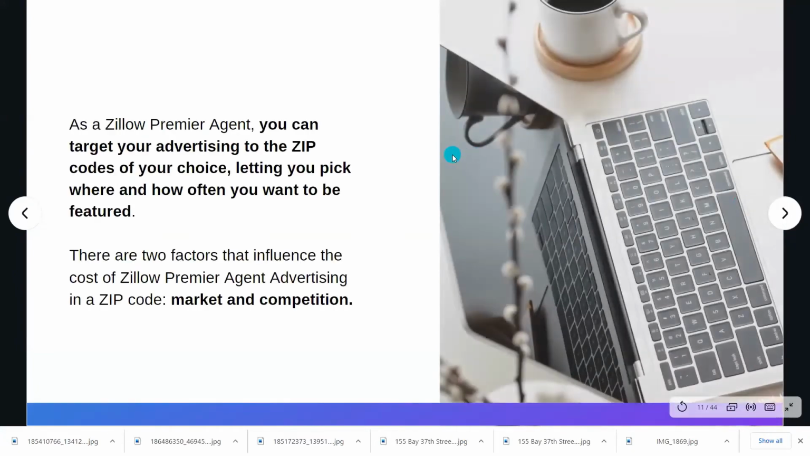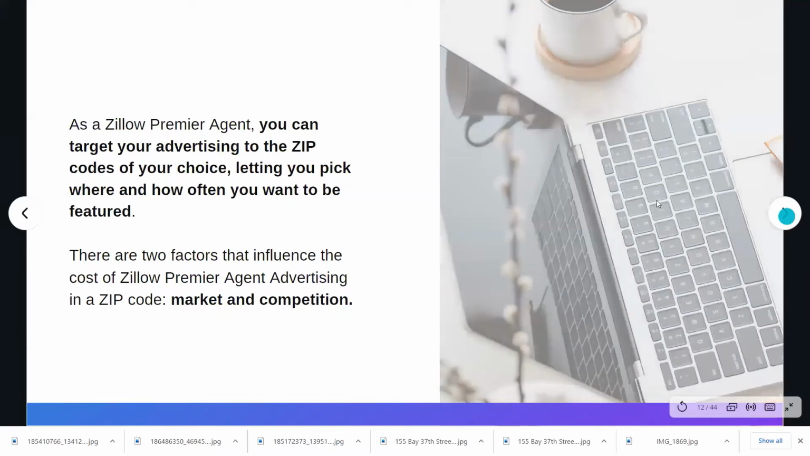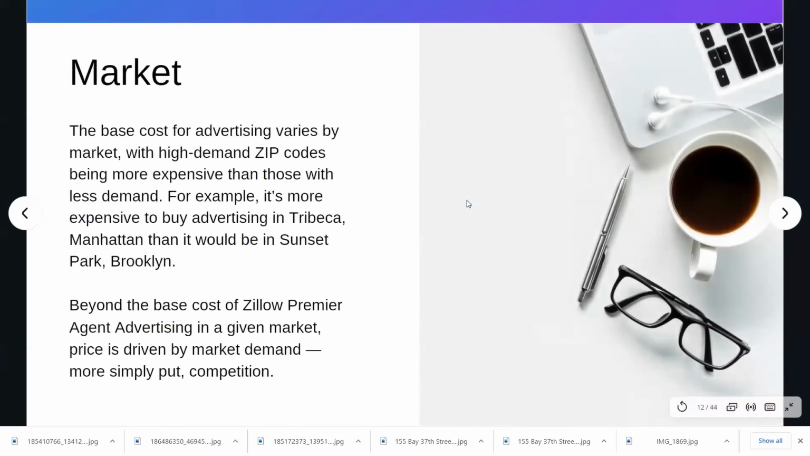So you can target your advertising to the zip codes of your choice. This will let you pick where and how often that you would like to be featured. And there are two key factors that influence the cost of Zillow Premier Agent: market and competition. So the market is the base cost for the advertising, right? Some high demand zip codes become more expensive than those in less demand.